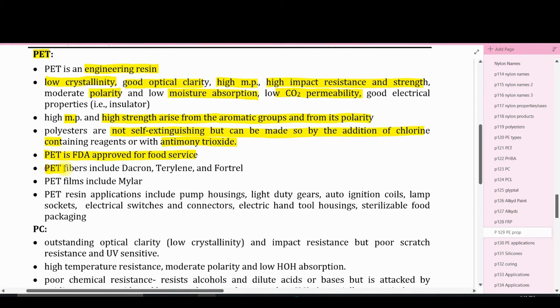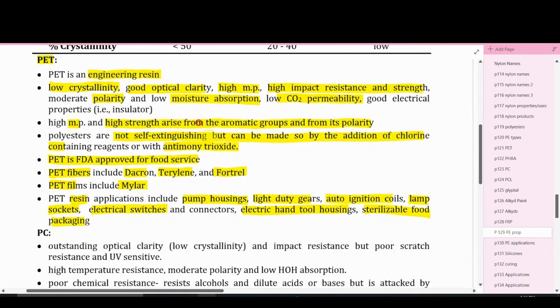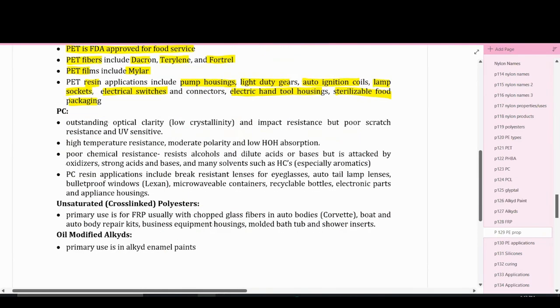Polyethylene terephthalate fibers include Dacron, Terylene, and Fortrel, and films are called Mylar. Many applications. The resins are used to make housings for pumps, maybe your sump pump, light-duty gears, auto-ignition coils, as I showed you, lamp sockets because of their electrical resistance, electrical switches, connectors, electrical hand tools, again, impact-resistant and electrically insulating, sterilizing food packaging. Certainly an important polymer in our everyday life.